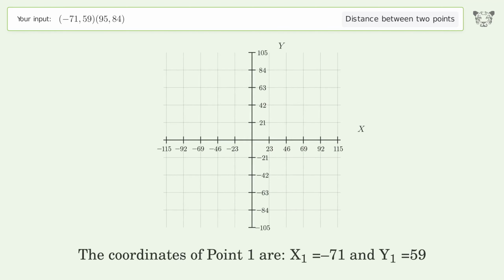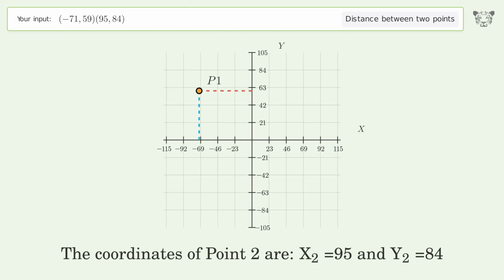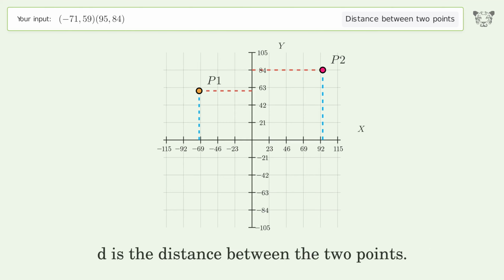The coordinates of point 1 are x1 equals -71 and y1 equals 59. The coordinates of point 2 are x2 equals 95 and y2 equals 84. D is the distance between the 2 points.